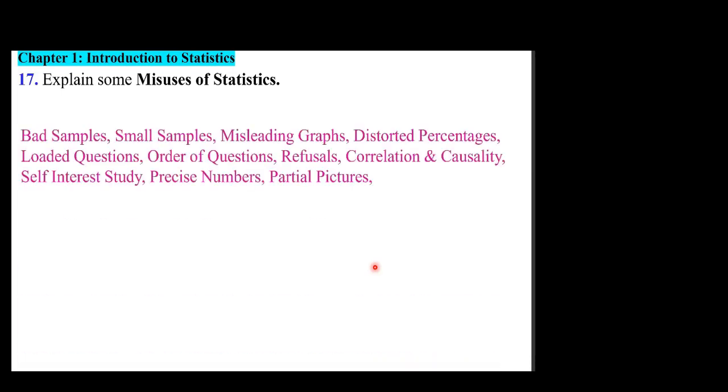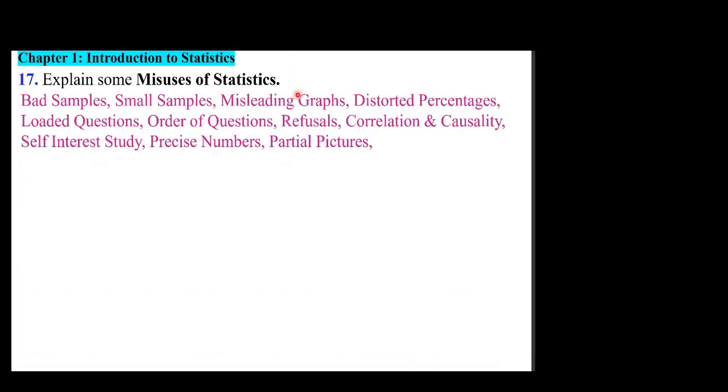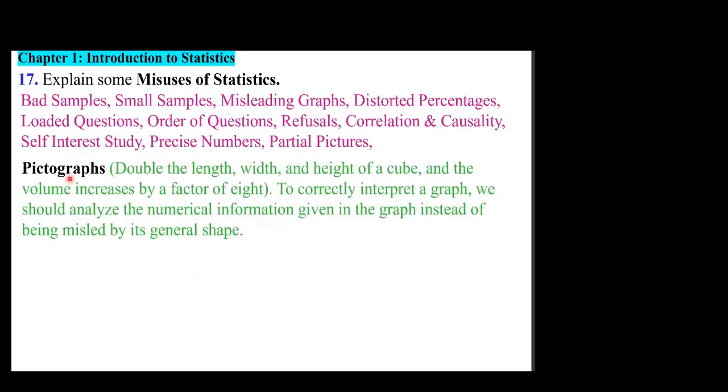Explain some misuses of statistics. Bad samples, small samples, misleading graphs, distorted percentages, loaded questions, order of questions, refusal, correlation and causality, self-interest study, precise numbers, partial pictures. These are some of the misuses. So as an example, pictograph: double the length, width, and height of a cube, and the volume increases by a factor of 8. To correctly interpret a graph, we should analyze the numerical information given in the graph instead of being misled by its general shape.